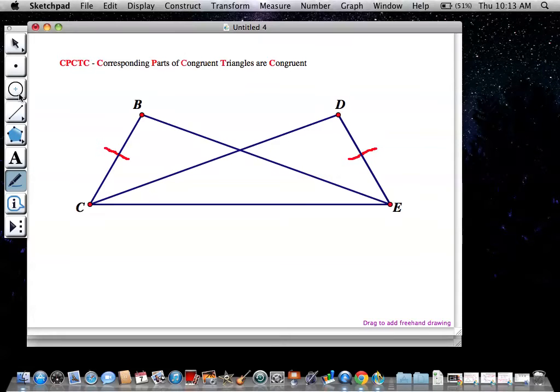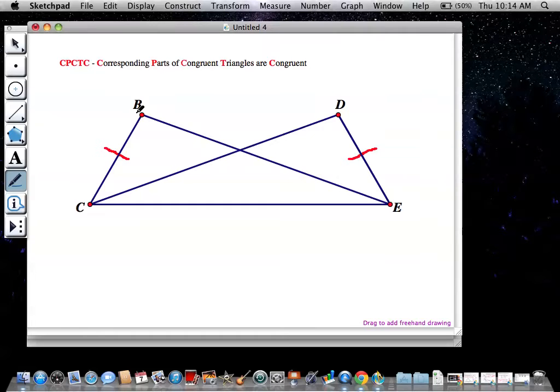Chapter 4, Section 7 is triangle congruency, and it's dealing with CPCTC. What that stands for is corresponding parts of congruent triangles are congruent. Basically, I'm proving that the triangles are congruent and then proving that another angle is congruent to itself or another side is congruent to itself.